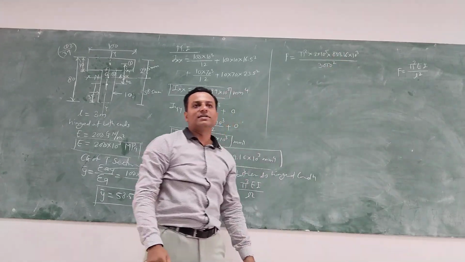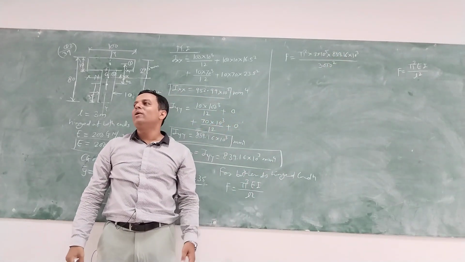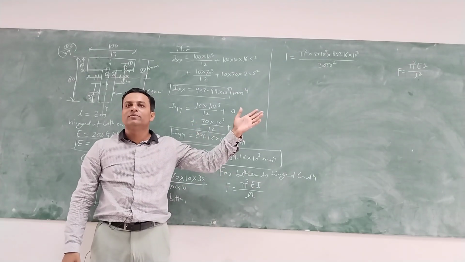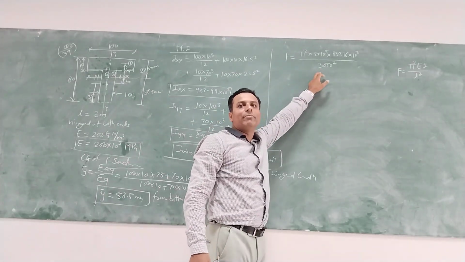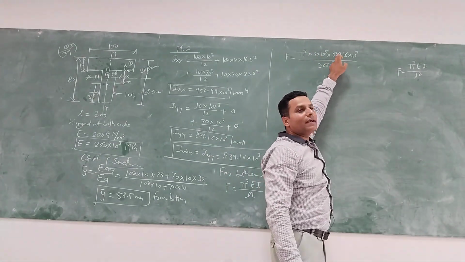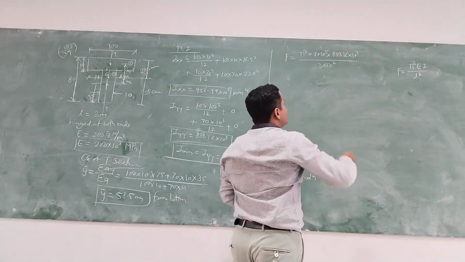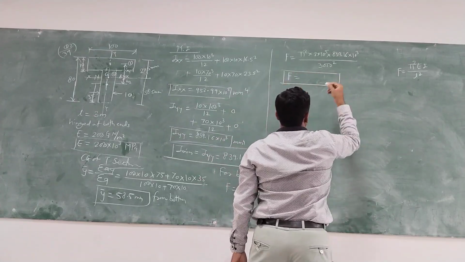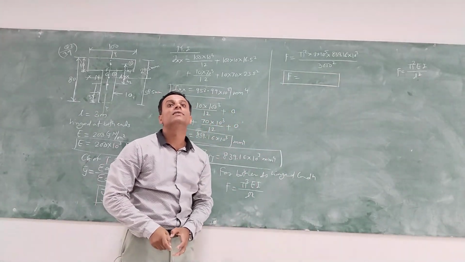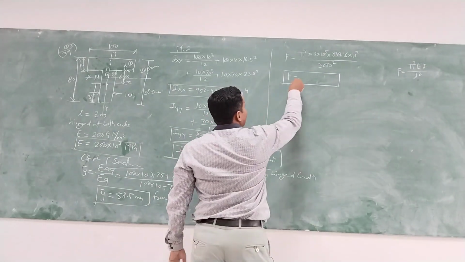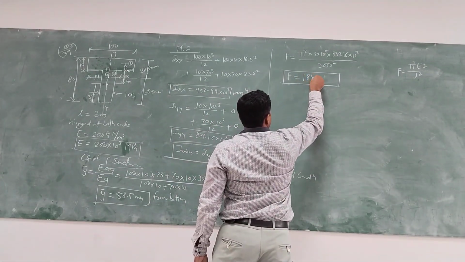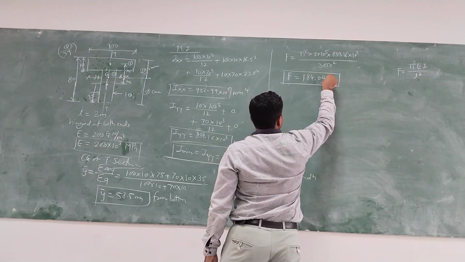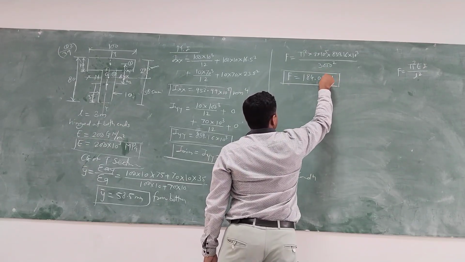So 3000 square. Why did I say that? We have taken all the values in mm. So put length in mm. So pi square EI divided by L square. Solve. You will get Euler's buckling load. So this is 184.04 10 raised to 3.